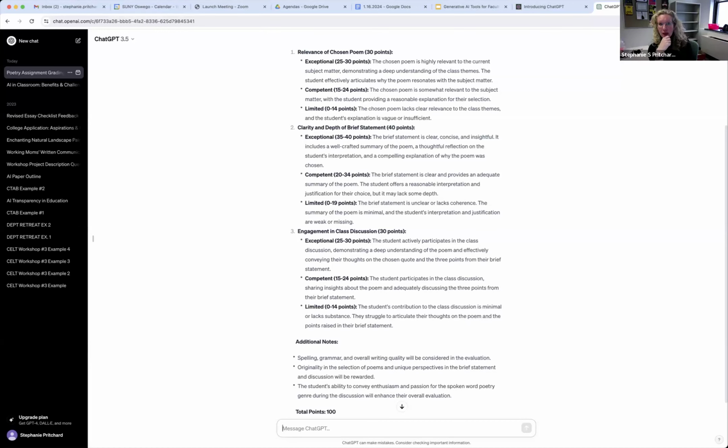Okay, yeah. So if we're looking at number 1, the relevance of the chosen poem, if we're looking at limited, you're suggesting that the poem lacks clear relevance to themes and the student's explanation is vague or insufficient. Is that what you were talking about when you said multiple criteria? Oh, I think you're muted.